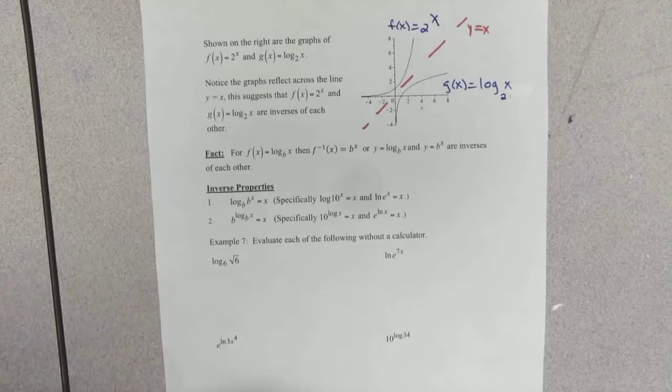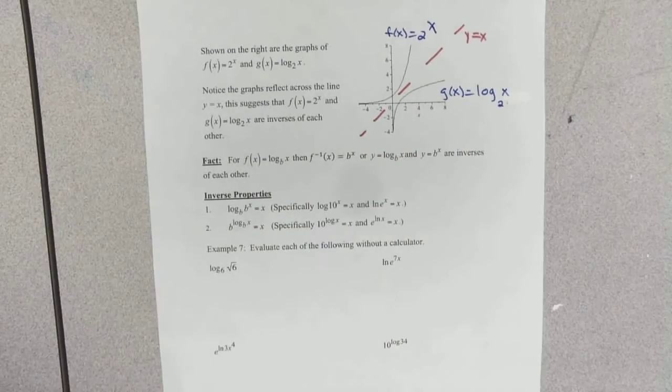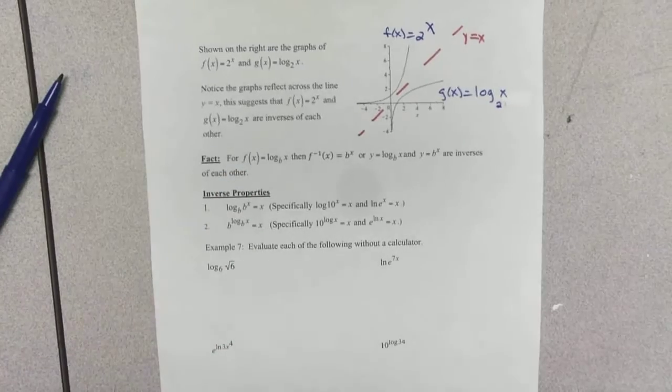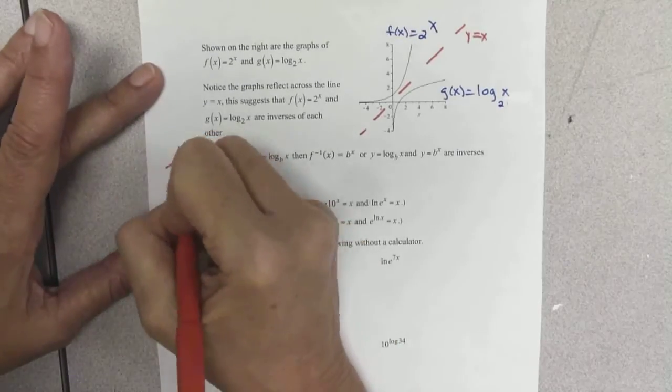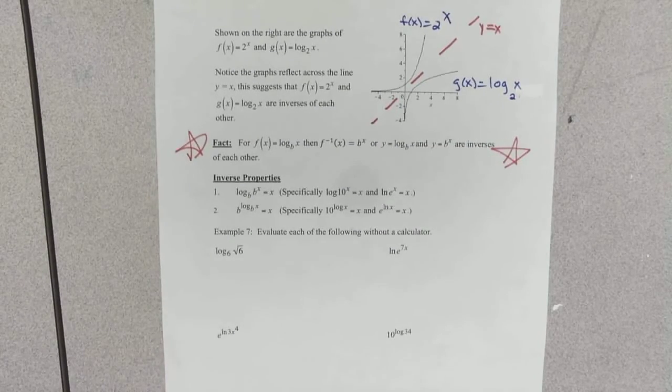And we're just going to then accept this as a fact. They are inverses of each other. 2 to the x and log base 2 of x are inverses. And then in general, fact: for f of x equals log base b of x, then f inverse of x is b to the x. Or y equals log base b of x and y equals b to the x are inverses of each other. And so there is an important concept: logarithmic functions and exponential functions with the same base are inverses of each other.